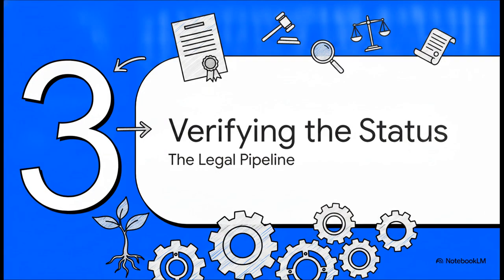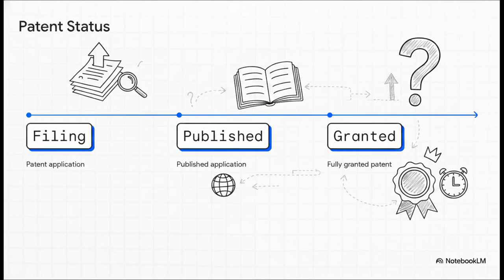All right, Section 3, verifying the patent status. Honestly, this is the absolute most critical part of our whole explainer today, verifying exactly where your document lives in the legal pipeline. The thing you have to remember is that a patent is not a static document. It continuously evolves over time. You have to verify if you're looking at an initial patent application, a published application, or a fully granted patent.